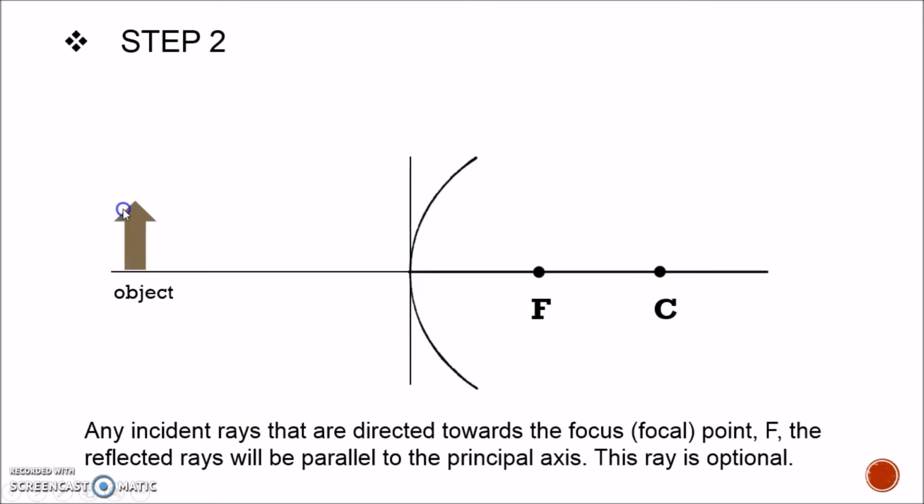Step 2. The incident ray will pass through point F. This dotted line shows this is a virtual ray because it's formed behind the mirror. And the reflected ray will parallel to the principal axis. This ray is optional, so it's up to you.